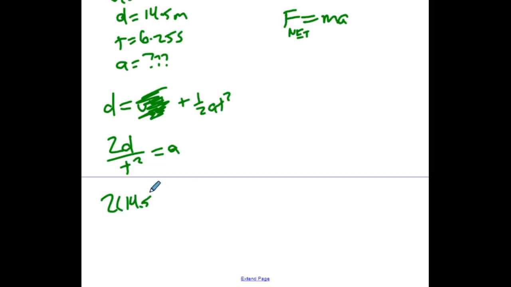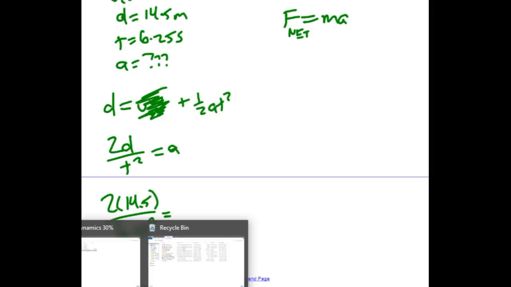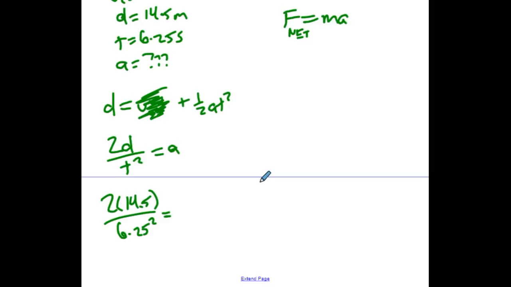2 times 14.5 all over 6.25 squared. Let's find that value. 2 times 14.5. Apparently I'm changing screens on you, sorry. Divided by 6.25 squared. And I now have an acceleration value of 0.7424. And I'm going to store that as letter A because I know I'm using that again later.